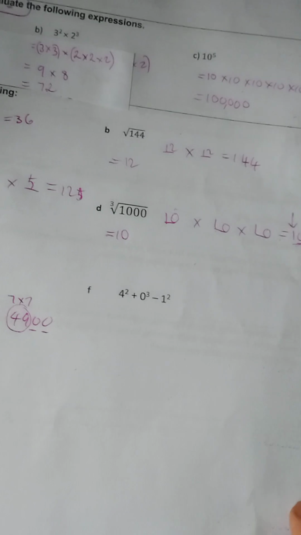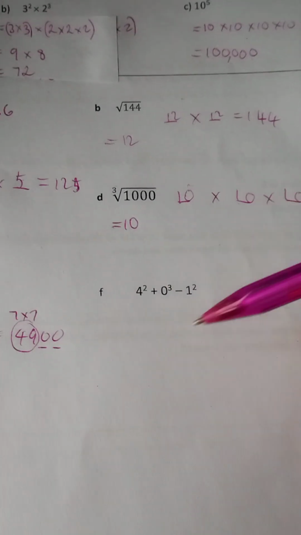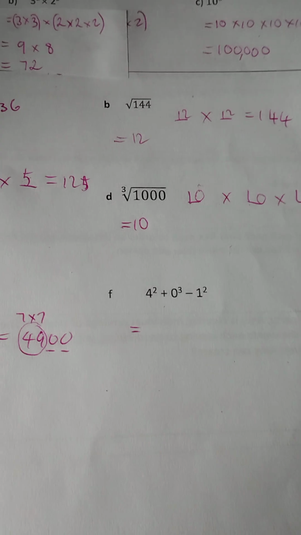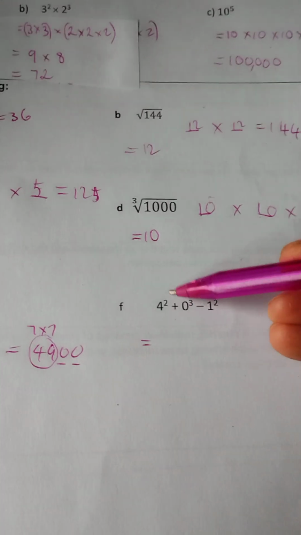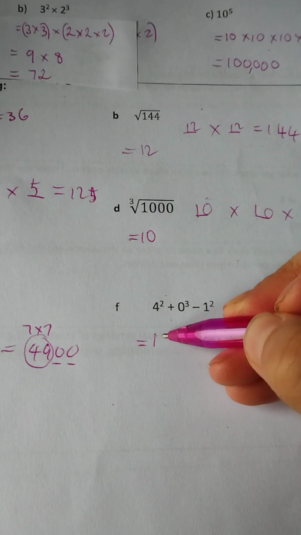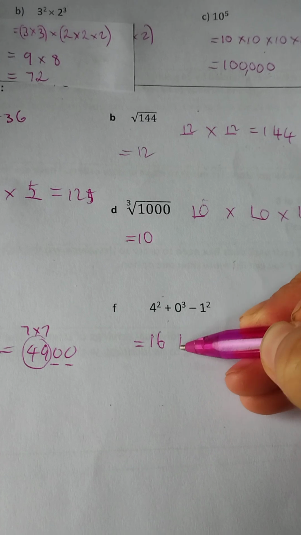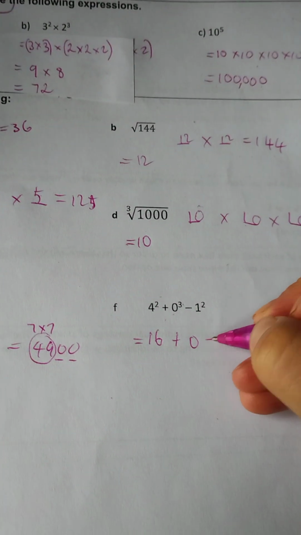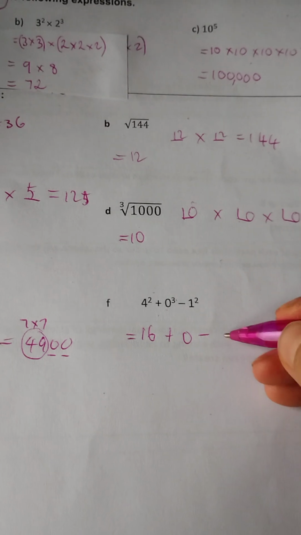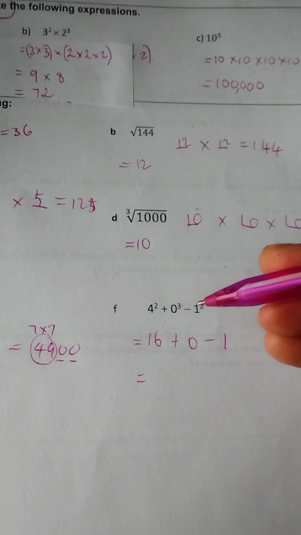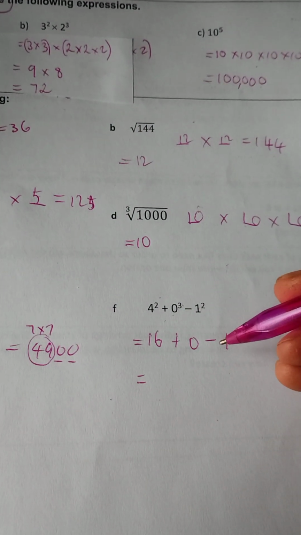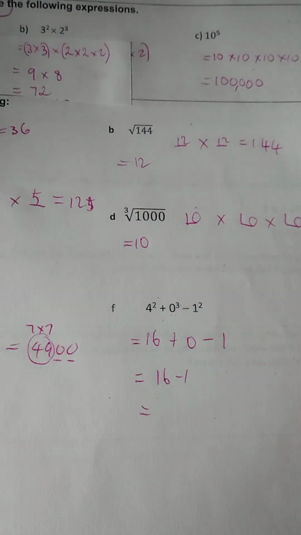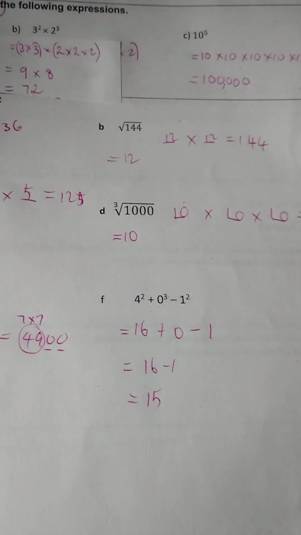And now F, we no longer have roots. We've got powers. So evaluate your powers first, and then we can add and subtract. So powers come before addition and subtraction. So 4 squared is 16. So 4 times 4 is 16 plus 0 cubed. Well, 0 times 0 times 0 is just 0. And 1 squared is 1 times 1, which is 1. So I'm left with 16 plus 0, which is just 16. And 16 minus 1 is 15. And there we go.